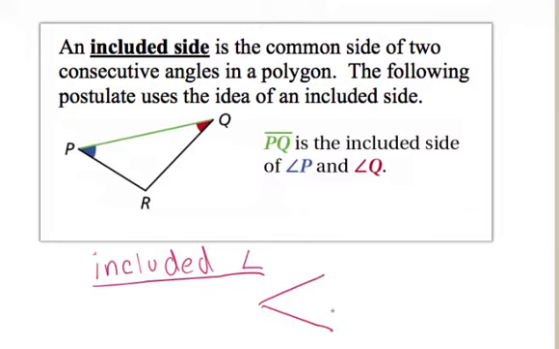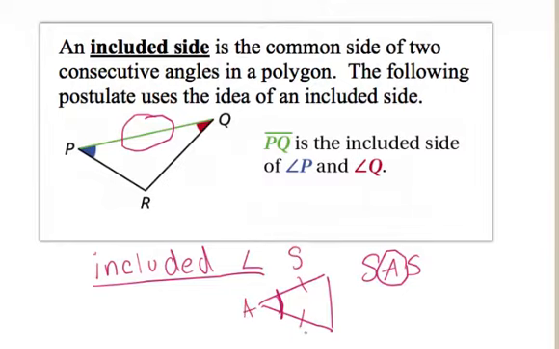The included angle would be, if I was talking about this side and this side, this would be the included angle. It's in between the 2 sides I'm talking about, just like the included side is right here, in between the 2 angles I'm talking about. This is going to be important when we talk about, for example, side, angle, side. Notice that this angle is not floating around over here. It's the actual angle that's included. So it goes side, angle, side.